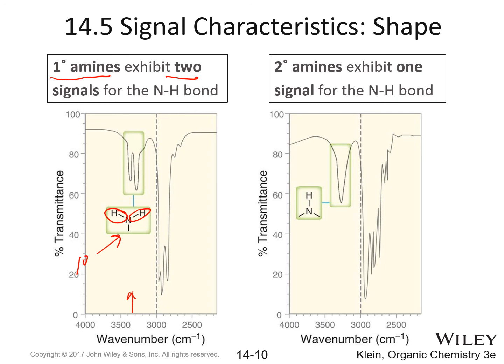For a secondary amine, we only have one hydrogen stretching possibility, and you're going to see the same general region, but it will be a single peak, a single broad peak, but not quite as broad as an OH peak.